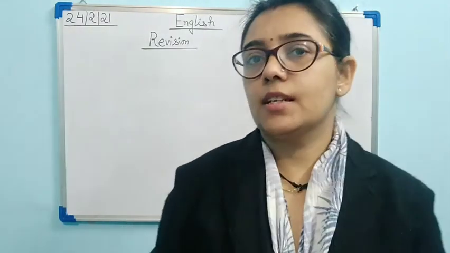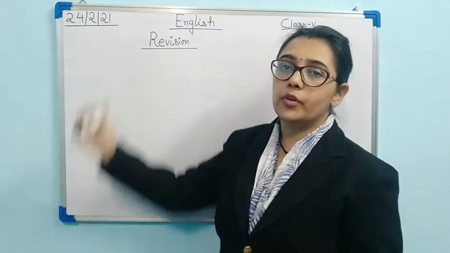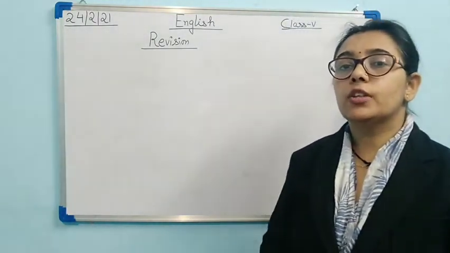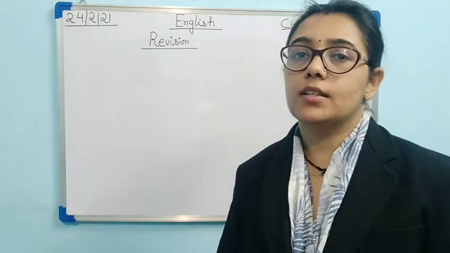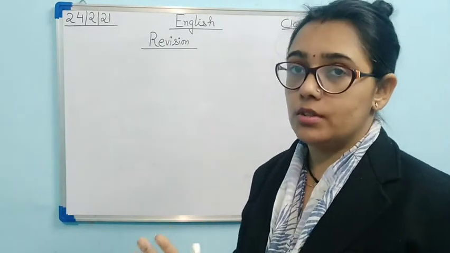Before starting today's class, let's see what the date is today. Today's date is 24th February 21, and today is our second revision class. Today we are going to revise the whole English literature course.